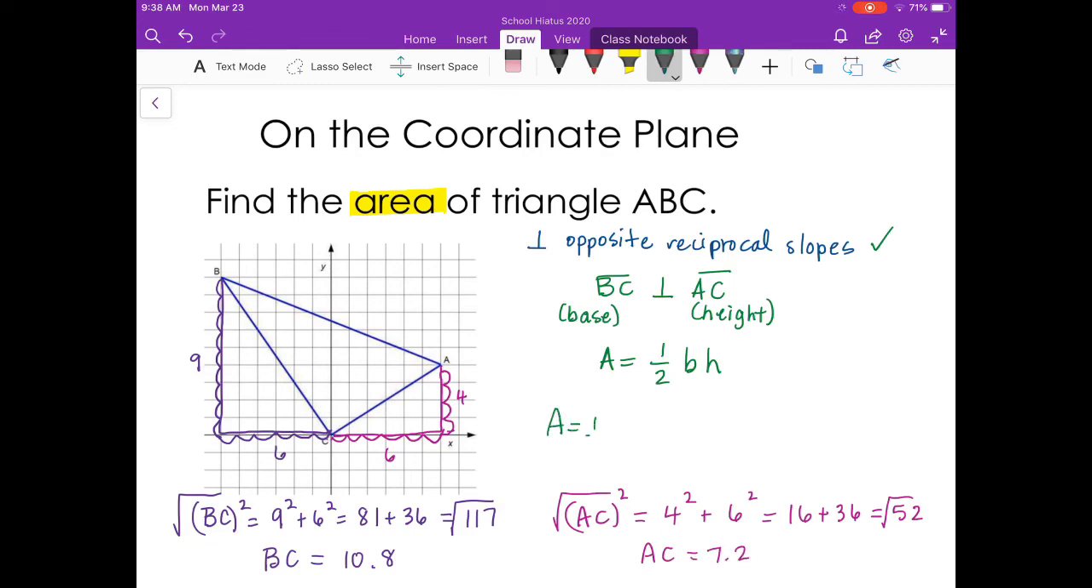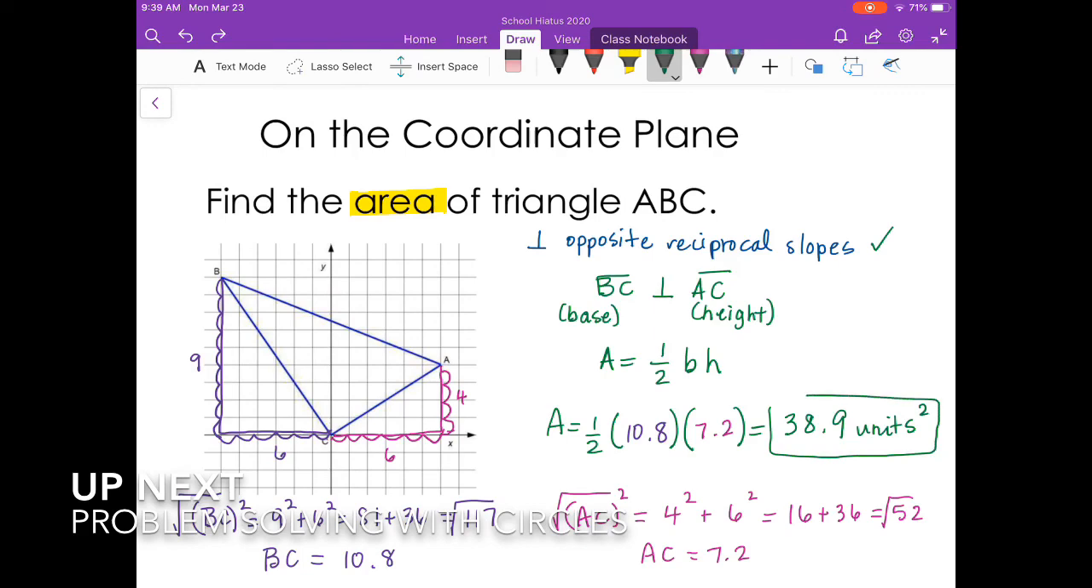Now that we know the length of the base and the height of the triangle, we can use them to calculate the area of the triangle. We'll substitute the length of BC for the base and the length of AC for the height to calculate the area of the triangle, 38.9 square units. Up next, problem solving with circles.